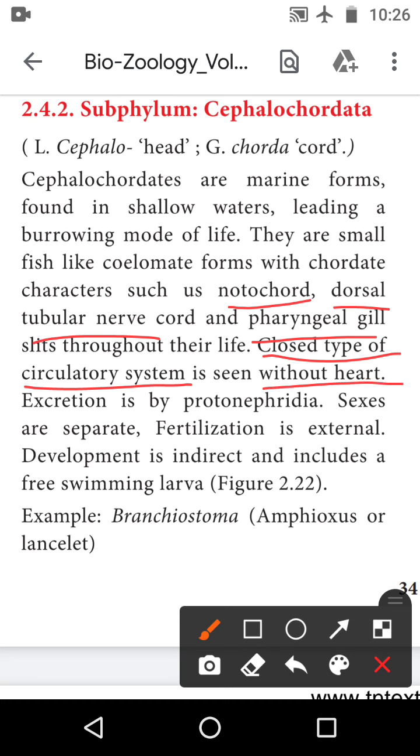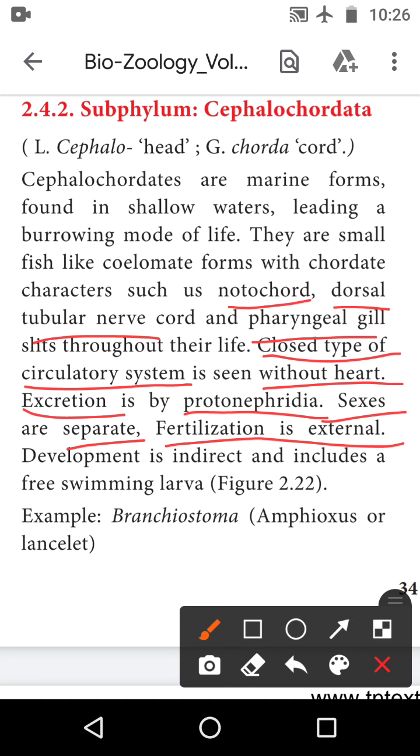Then the heart is absent. Then excretion means elimination. Which type of excretory organ? Protonephridia. Nephridia are for elimination, and protonephridia are the primitive nephridia. Then sexes are separate. So male and female are in separate bodies. Then fertilization is external. External means outer.